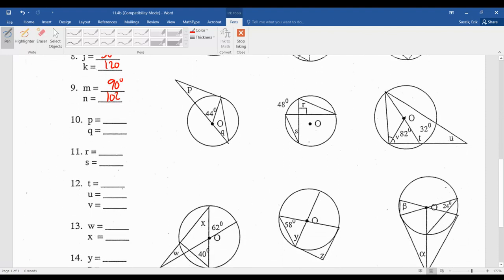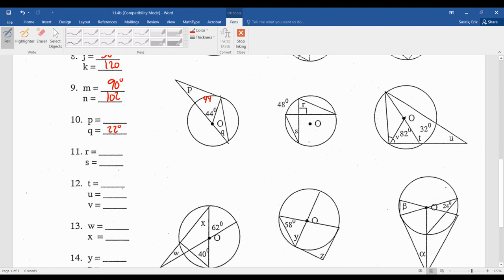All right, let's take a look here. So Q is this little angle down here. Sorry, some of these diagrams aren't perfect, but we'll just do the best we can. So, what can we do here? This is 44. So that means that's 44. So angle Q is an inscribed angle. It's got to be half, 22.